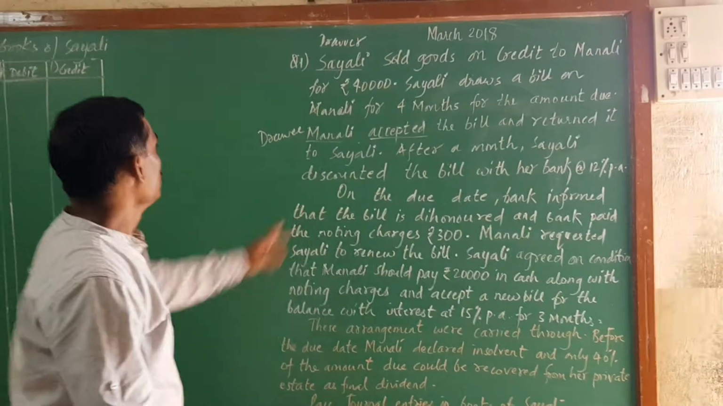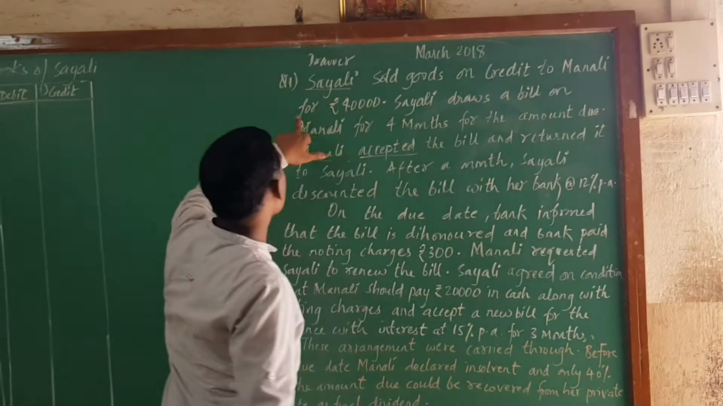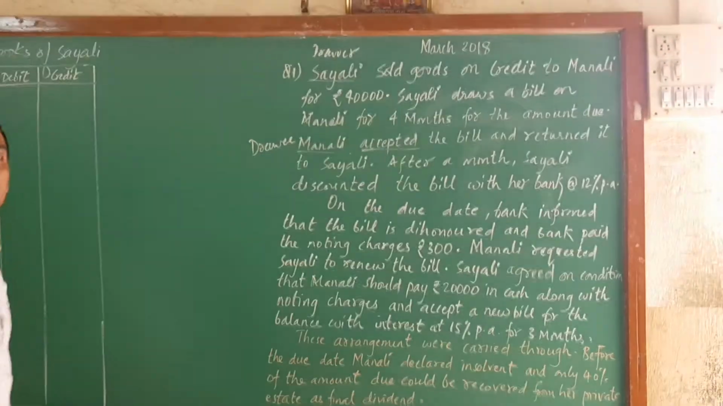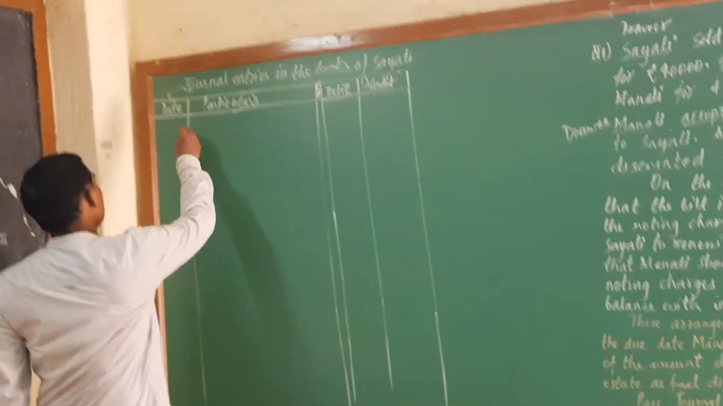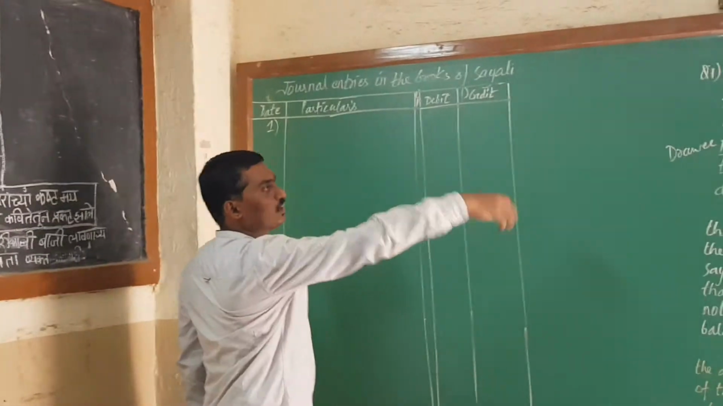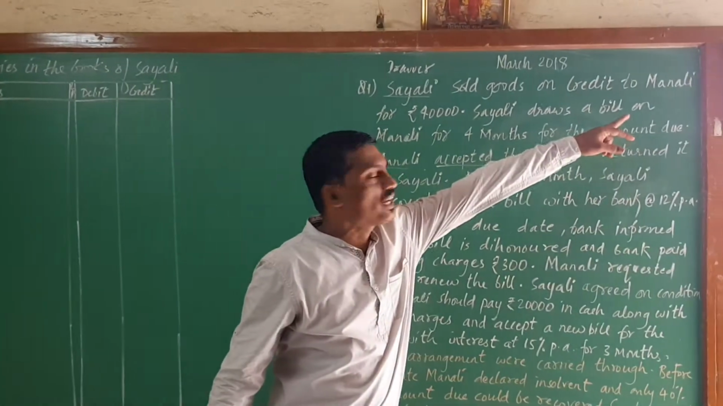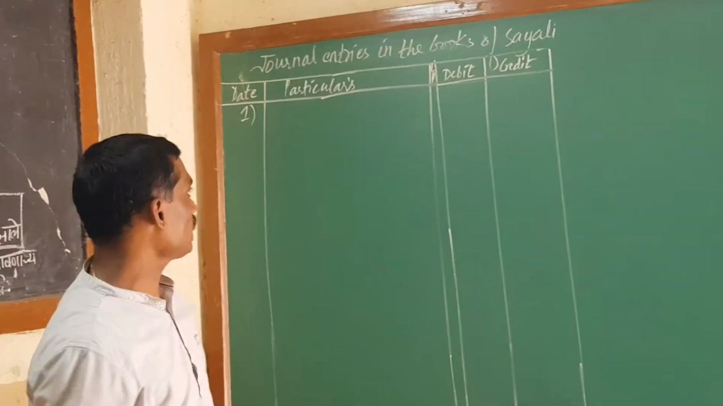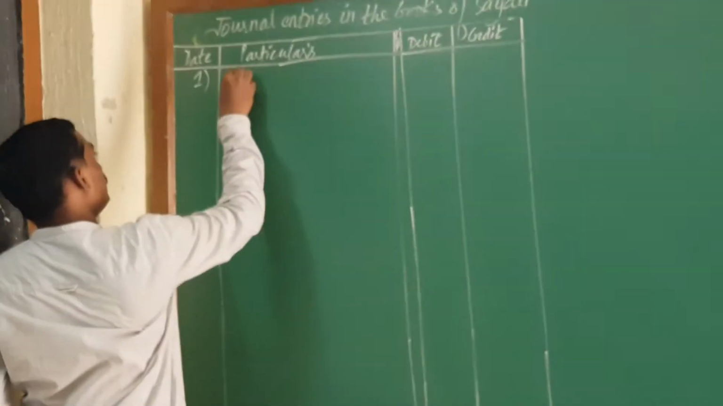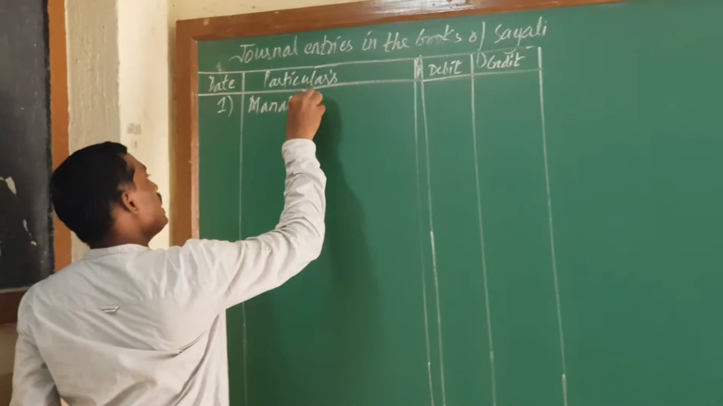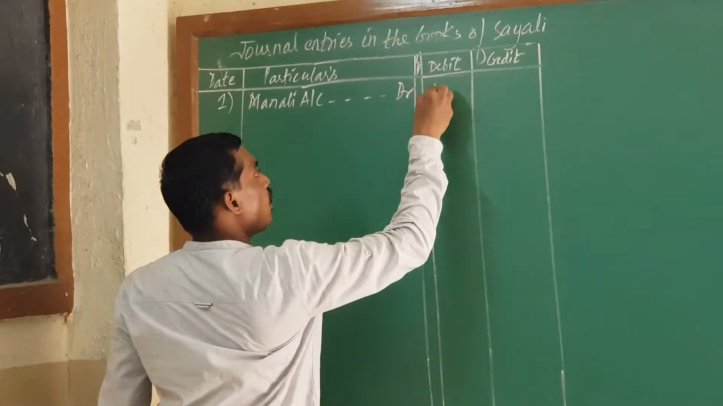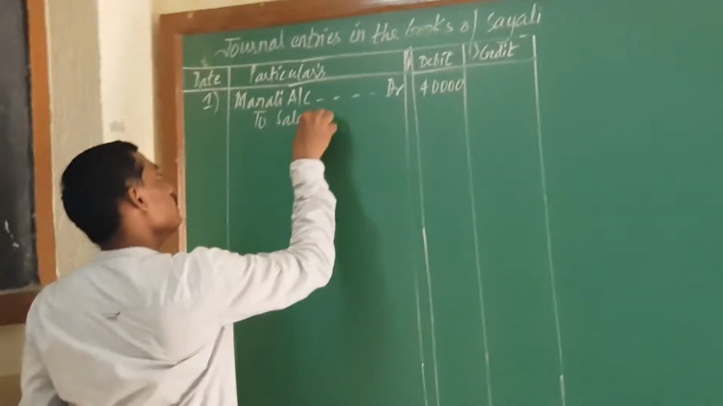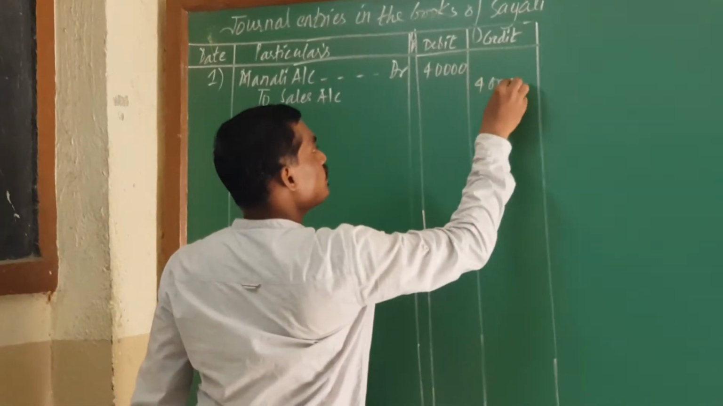Now first, Saili sold goods on credit to Manali for 40,000. So sold is there, a sales entry. So the first entry will be of sales. Saili sold goods to Manali, so Manali is the drawee. So what is the journal entry for sales? Drawee account debit to sales account. Drawee is Manali, so we will write down here Manali account debit 40,000, the amount of the goods, to sales account credit, sales of rupees 40,000.